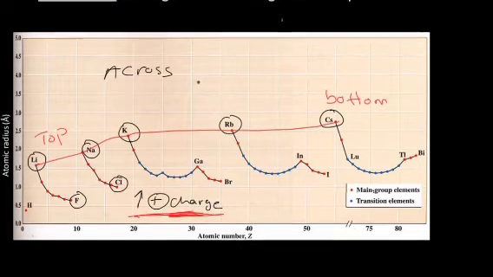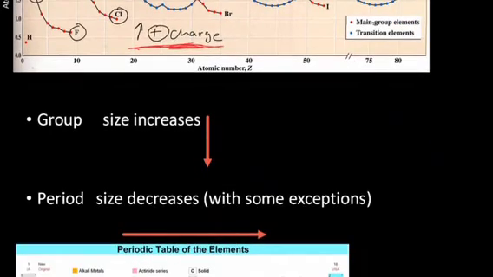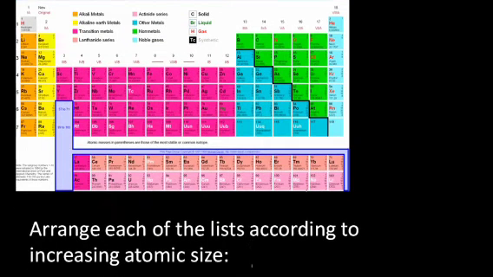All right, so let's look at what the general trend is. The general trend here is that as you go down a group, size increases, and also atomic size will decrease, with some exceptions, as you move across a period. So now let's look at some applications of this.